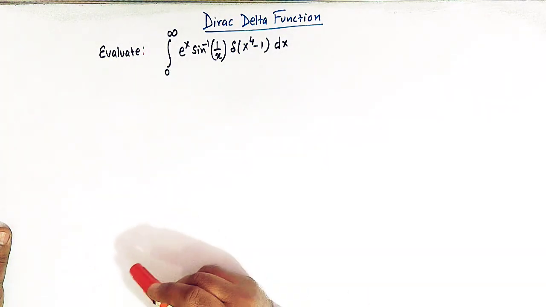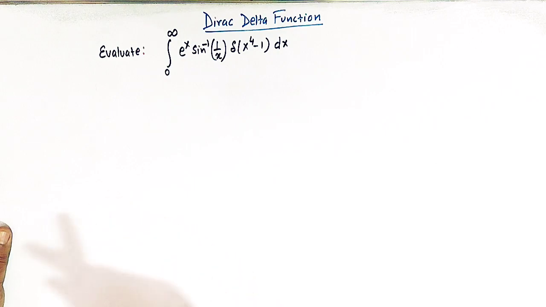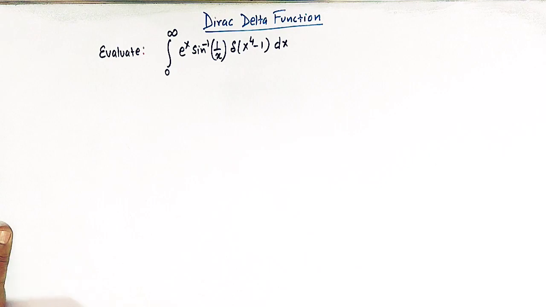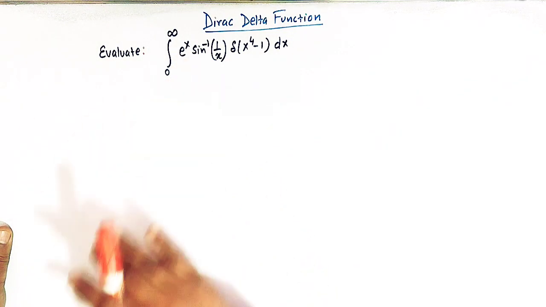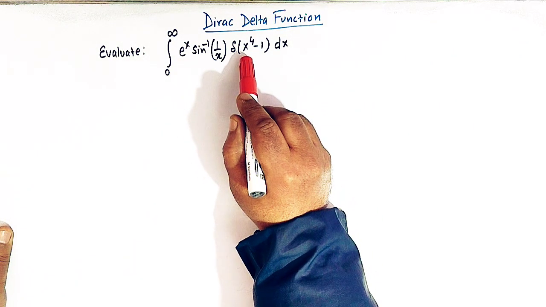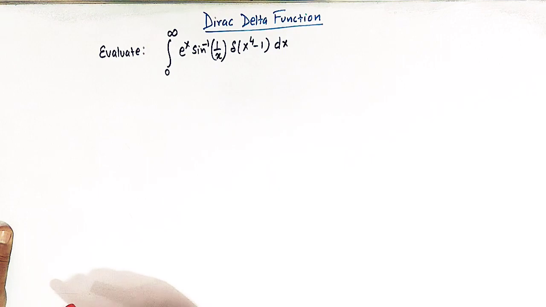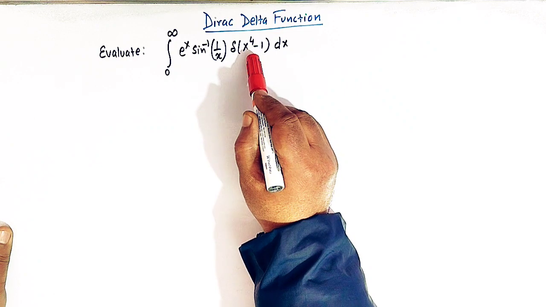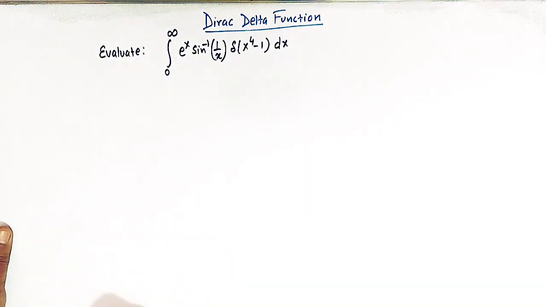So here we are going to utilize the definition of the delta function and one important property of delta function to solve this integral, in which we have a function inside the Dirac delta function, right? So here the argument is a function, and we'll see how we can solve these type of integrals.